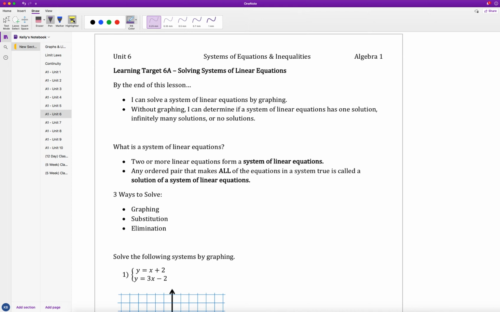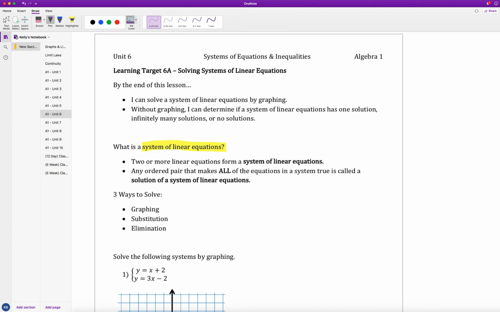So let's start with what a system of linear equations is. A system of linear equations is two or more linear equations together. It's when I look at a set of maybe three linear equations. In our unit, what we're going to look at is sets of linear equations, two linear equations at a time.